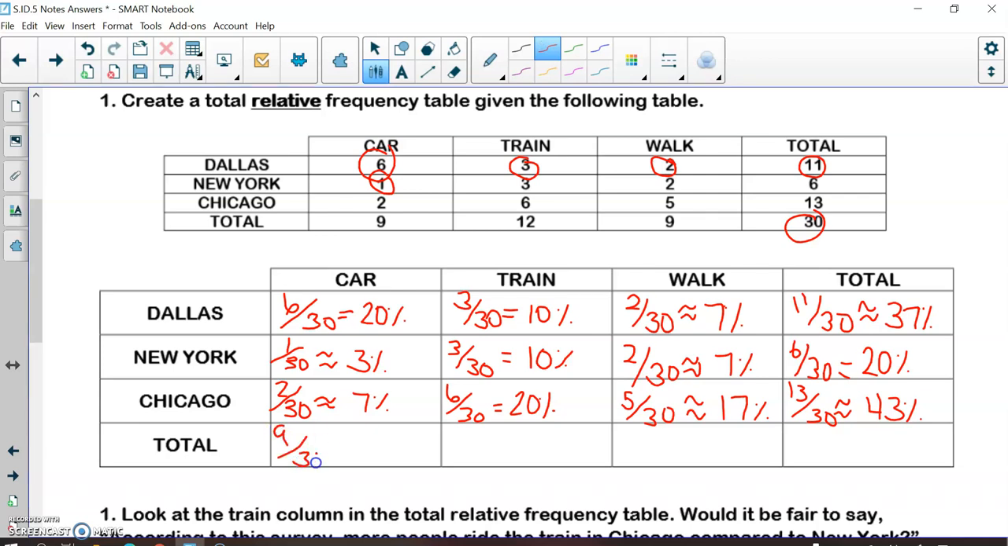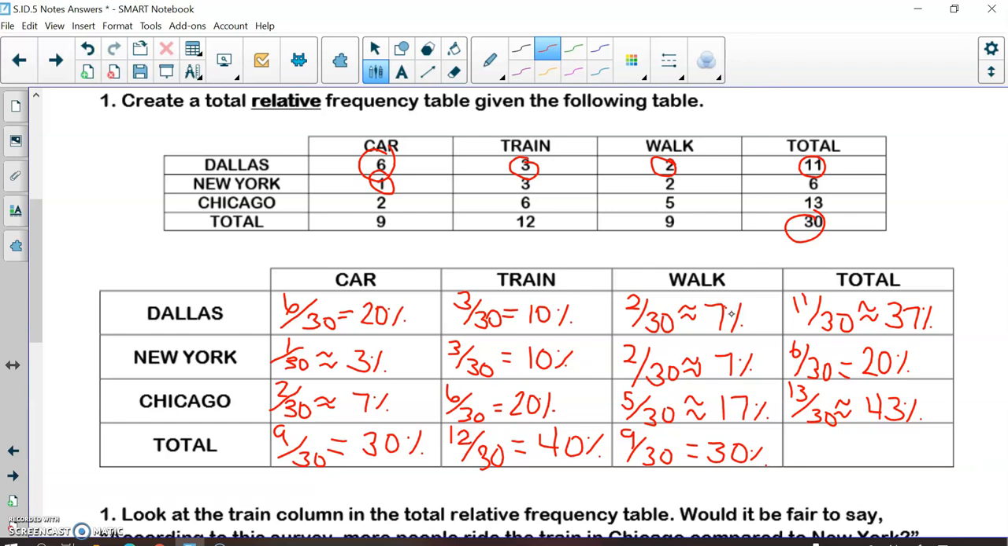All right, so now I'm going to do my total row. So I have a 9 out of 30, which gives me 30%. If you look at the car column, 20 plus 3 plus 7 does give you 30. So that works out nicely. And then in my train column, 12 out of 30 gives you 40%. And then in my walk column, 9 out of 30 gives you 30%. And if we notice in the walk column, if I do 7 plus 7 plus 17, that gives you 31%. So again, that's because of rounding issues. That's why it didn't work out that nicely.